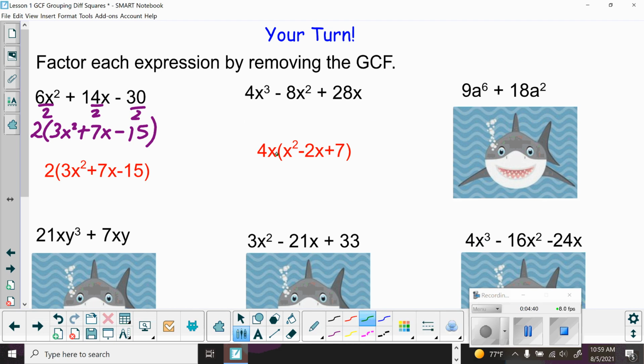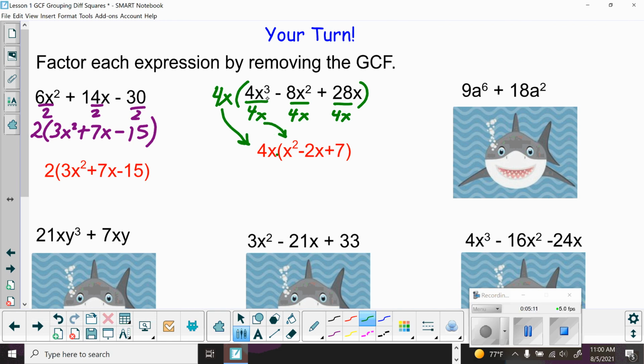Here's your answer. How did I get it? Well, in looking at this, I've got 4, 8, and 28. I know that 4 will go into everything. I've got an x cubed, an x squared, and an x. X will go into everything. So I've factored out the 4x, and then I have to go through and divide each term by 4x. So now I've got my greatest common factor here.